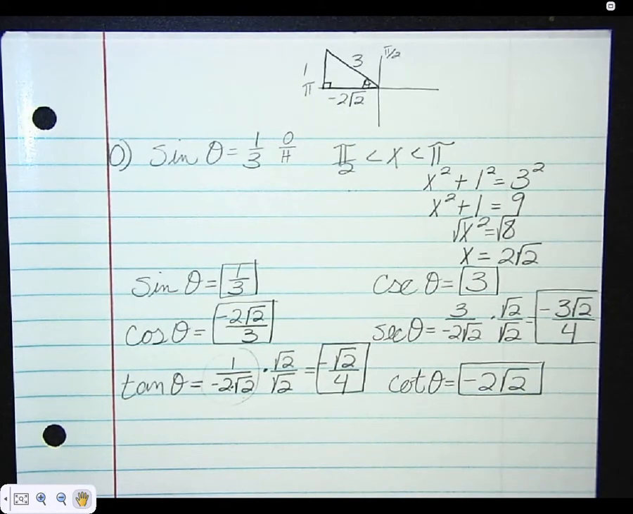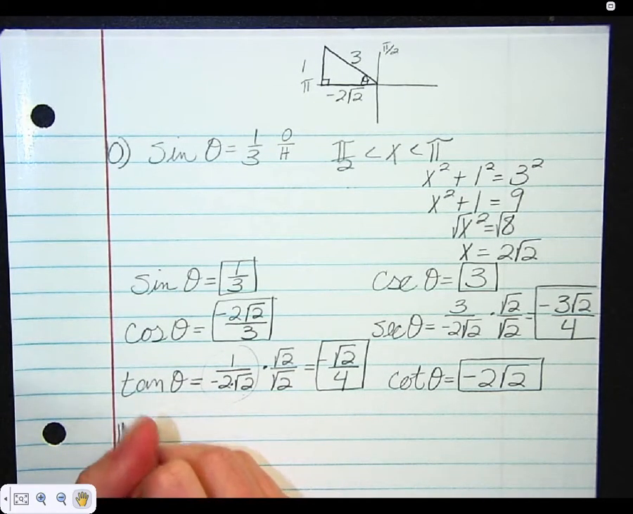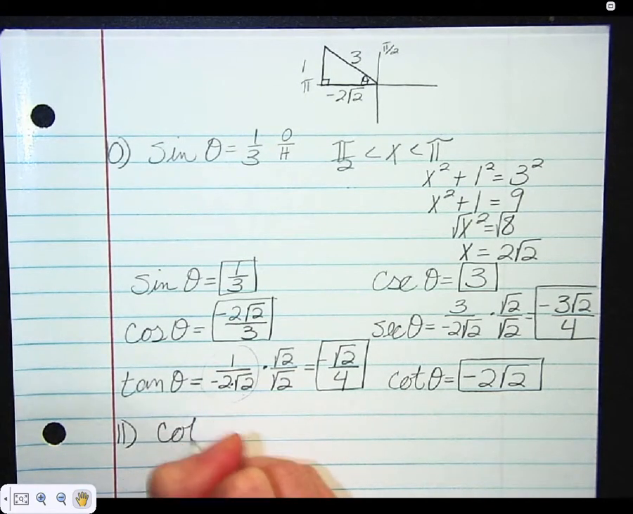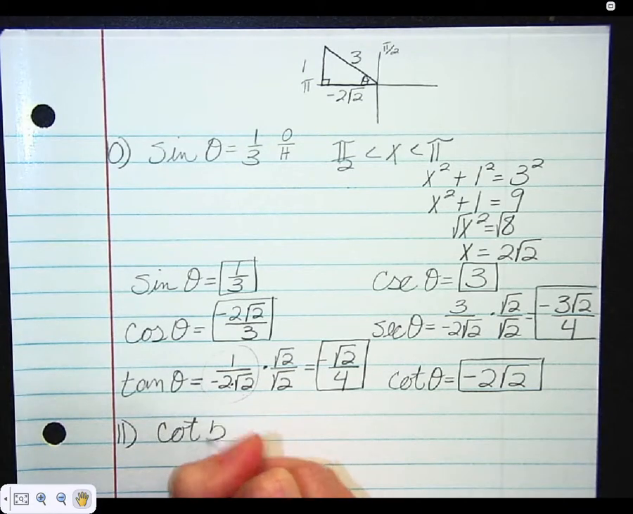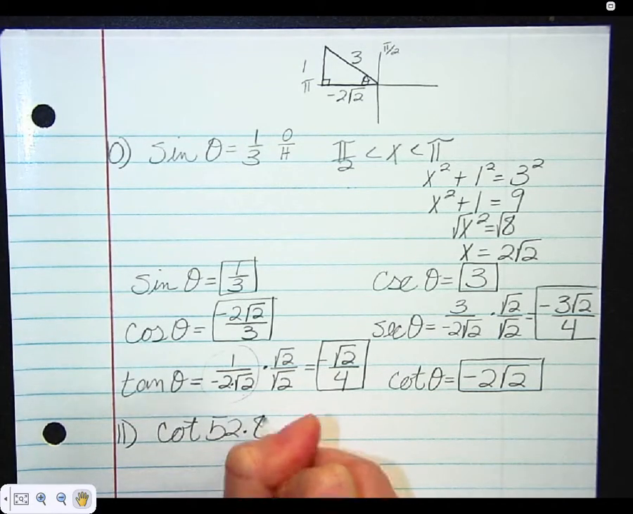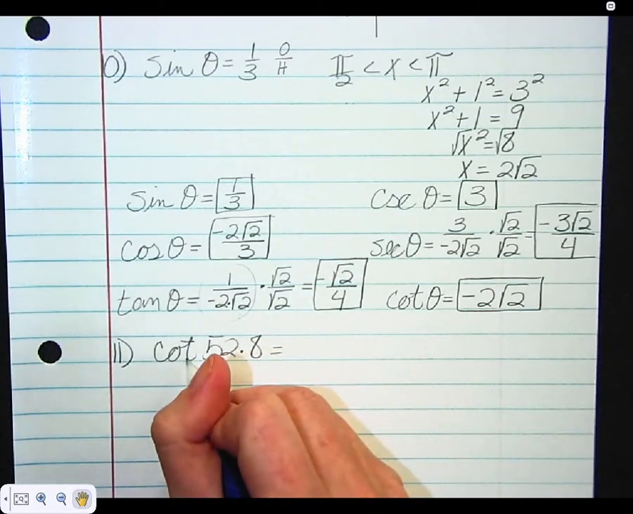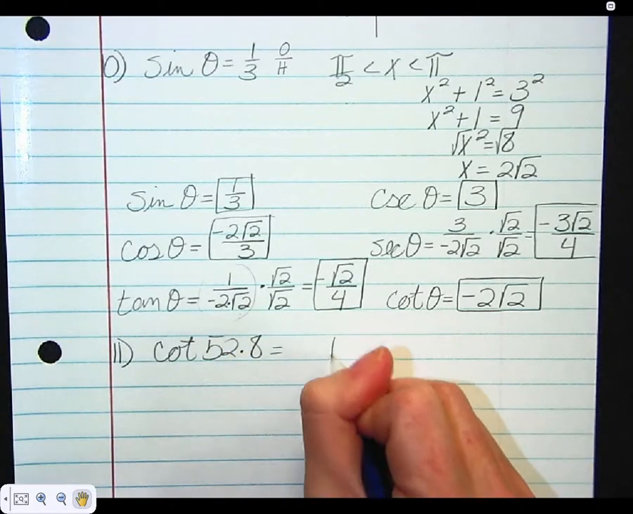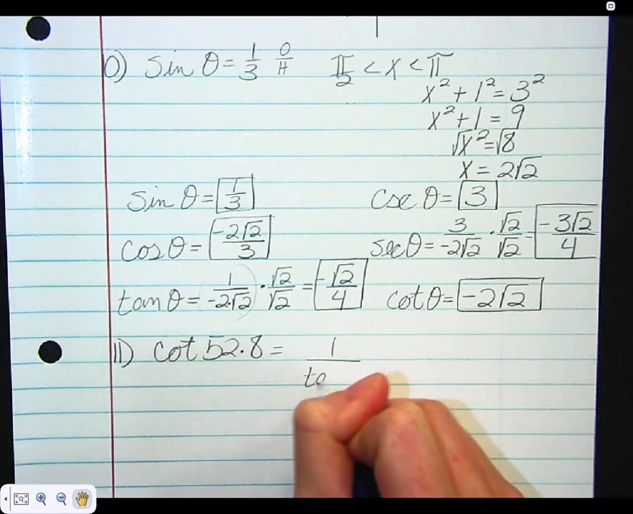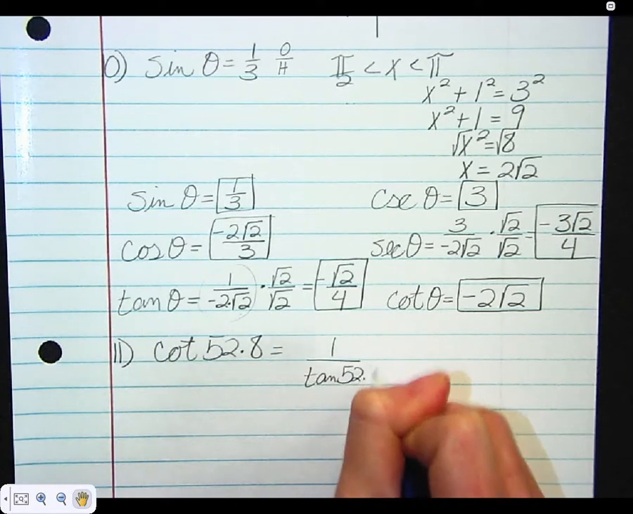And finally, our last part of this video on number 11 just asked me to find the cotangent of 52.8 degrees. So I'm going to do that on my calculator. And when I put this in, I need to not put in the cotangent because that's not an option on my calculator. So I'm going to put this in as 1 over the tangent of 52.8 degrees.